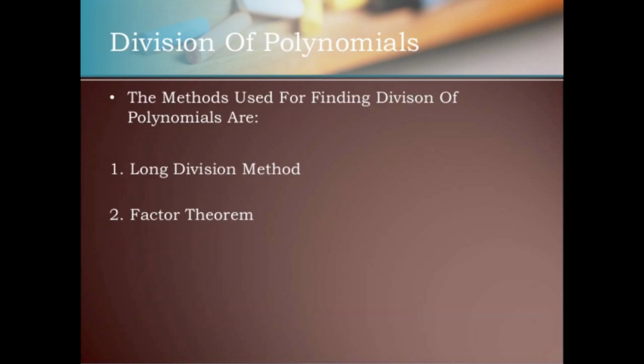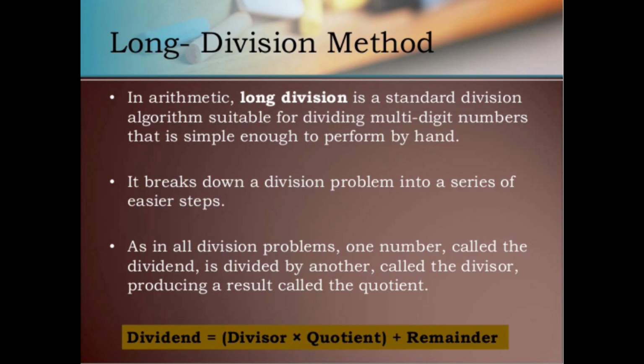Division of polynomials. The methods used for finding the division of polynomials are the long division method and the factor theorem. So, long division method. In arithmetic, long division is a standard division algorithm suitable for dividing multi-digit numbers that are simple enough to perform by hand. It breaks down a division problem into a series of easier steps. As in all division problems, one number called the dividend is divided by another, called the divisor, producing the result called the quotient.